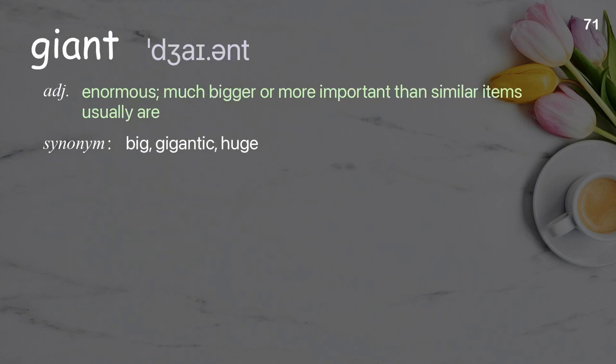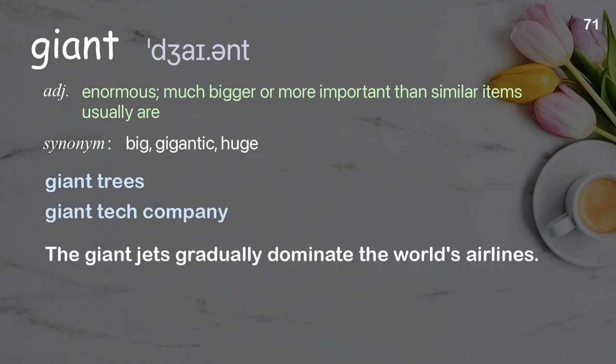Giant. Extremely big, much bigger or more important than similar items usually are. Examples: giant trees, giant tech company. The giant jets that gradually dominate the world's airlines.